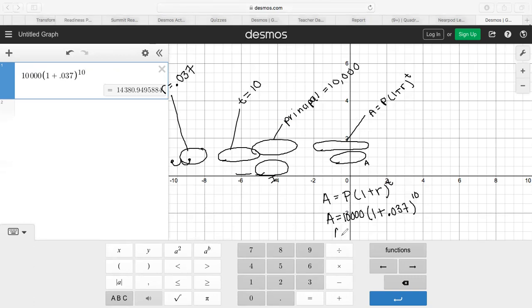So it gave me 14,380. I'm rounding to the nearest hundredths place because this is money, so 0.95. That is a lot of money.